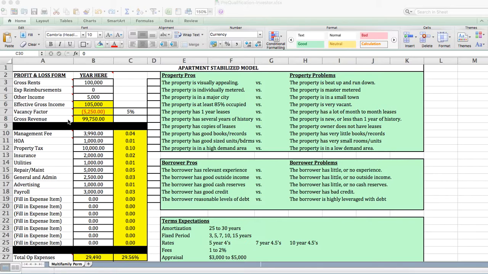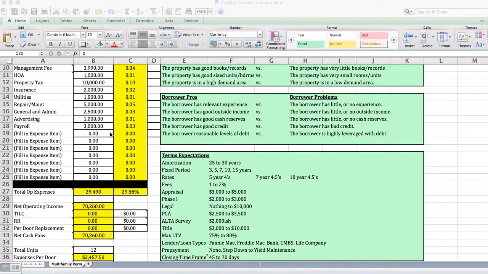The final number at the top line is gross revenue. This is, again, your effective gross income minus the vacancy factor to give you the tangible gross revenue that's available. And remember that an appraiser is always going to use a vacancy factor to some degree because market always has some level of vacancy over time.